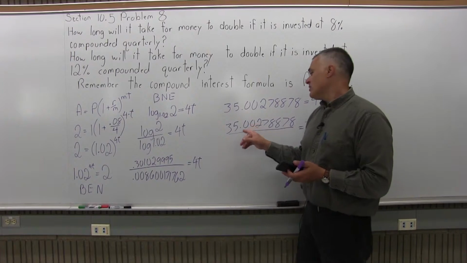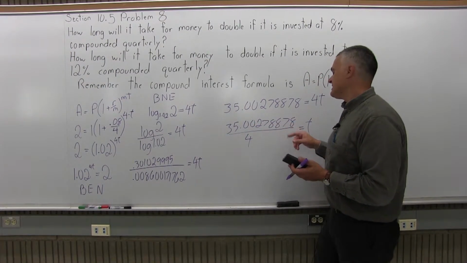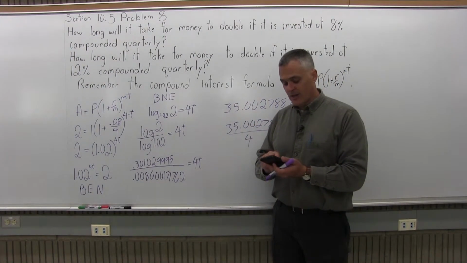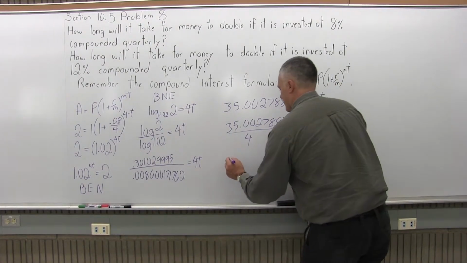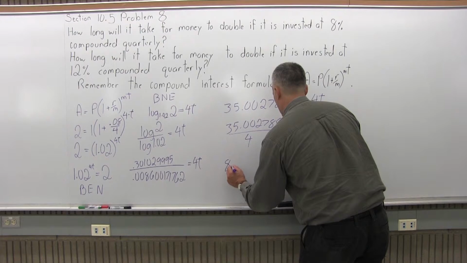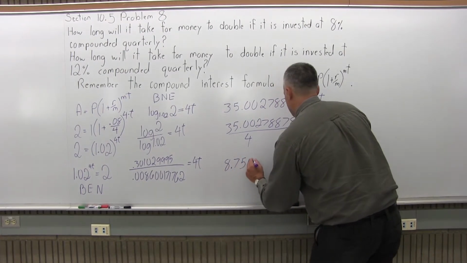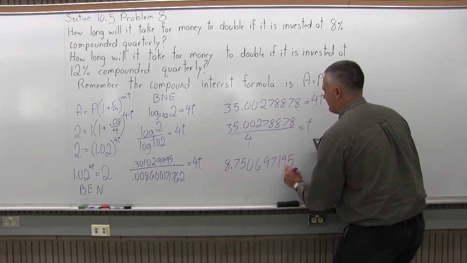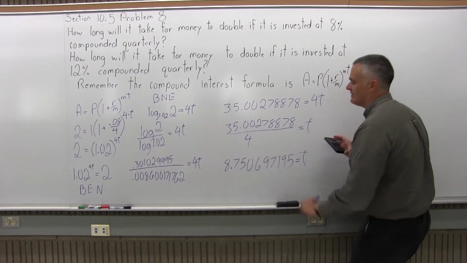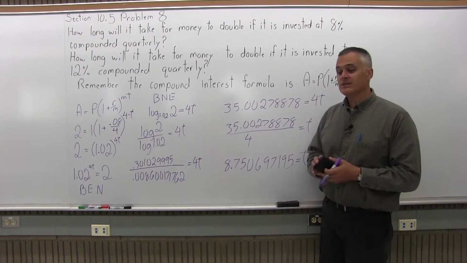So the 35.00278878 is still on the screen of my calculator now. Just leave it there, go divide by 4 equals. And now what I get is 8.750697195 is equal to t. That's the number of years, t.